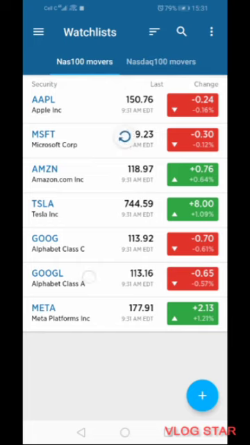So far we have Apple red, Microsoft red, Amazon is green, Tesla green, both Google and Alphabet red, Meta green. So right now you have one of those rare cases where everything is kind of mixed around, right? So this means we want to look at Apple, Microsoft, and Amazon. So far, you can see both Apple and Microsoft are red.